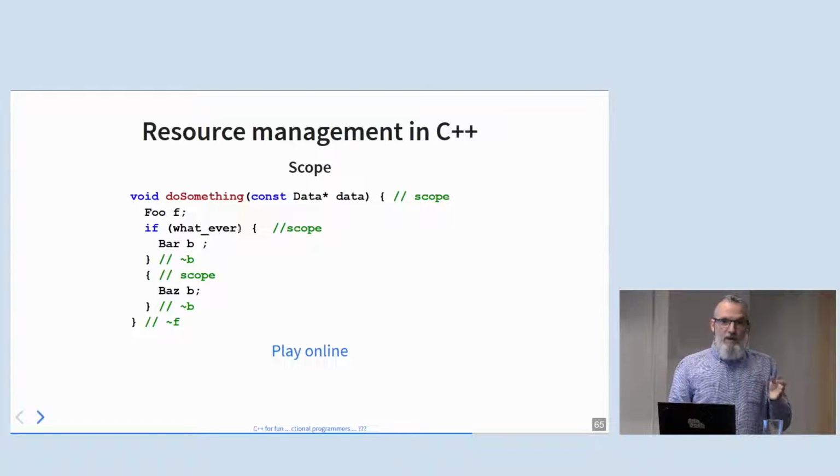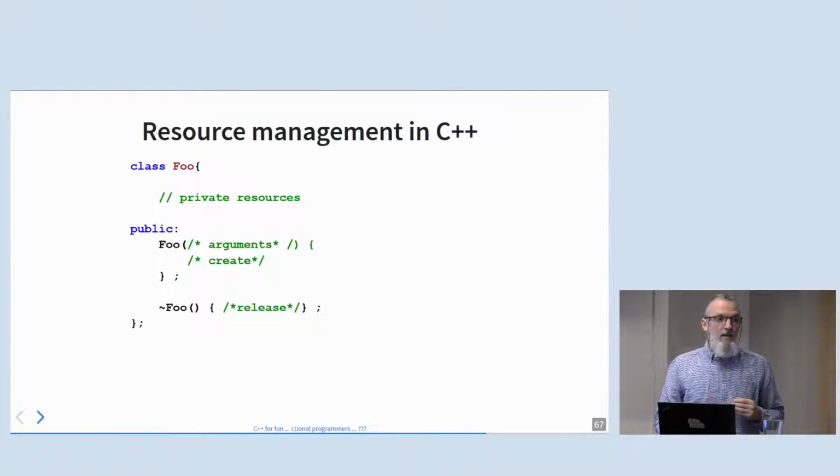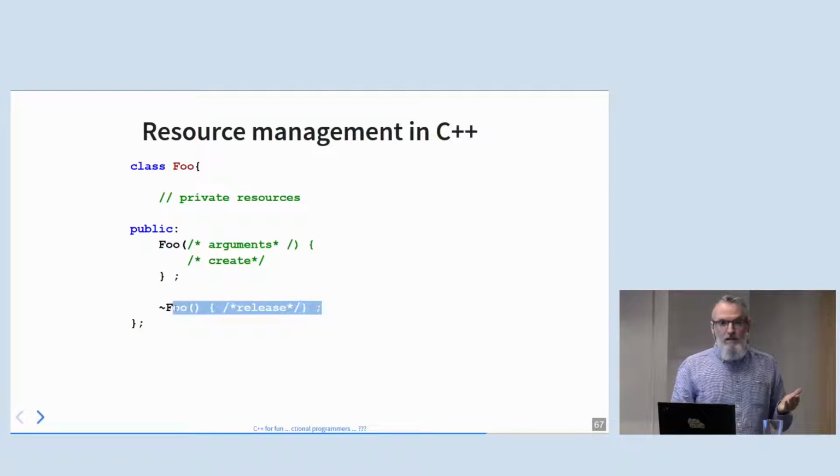And this is where objects come in handy. So this is the cool usage for objects in C++: resource creation, constructor, resource destruction, destructor. Your type might look like this. You have some class. You have a private section with the resources you want to protect or manage. You have a constructor function, a builder function, that can take arguments and create the stuff. And here's the destructor that makes sure the resources are freed.